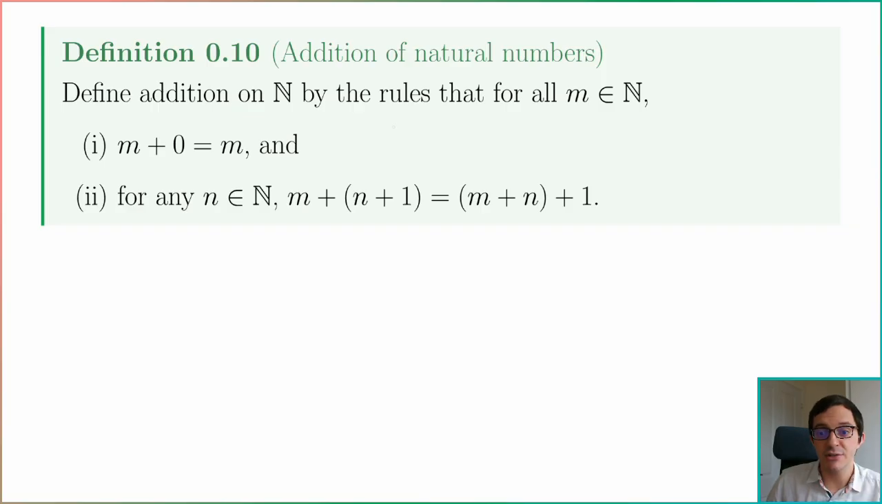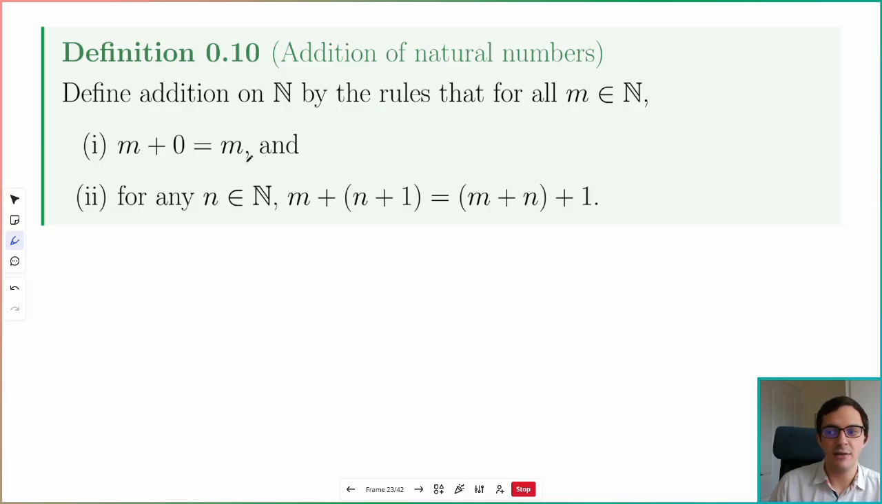So here's a definition of addition on the natural numbers, and it works like this. I define it recursively. First I tell you how to add 0. I say that for any number m, you add 0 to it by leaving it alone. So m plus 0 is m.